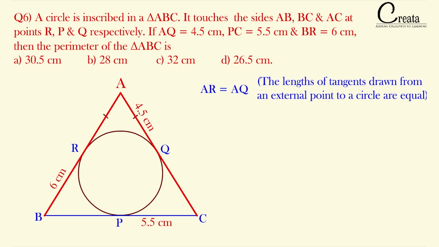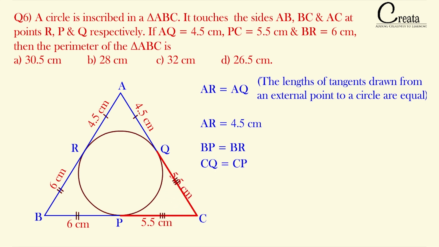And AQ is given as 4.5 centimeter. So we got AR also equal to 4.5 centimeter. Further, in a similar way, we can say BP is equal to BR. Okay, B is the external point and these two are the tangents to the circle. Further, we got CQ is equal to CP. So we got all the line segments of the sides of the triangle.